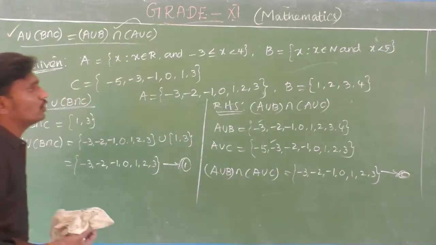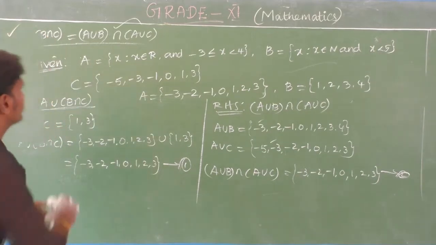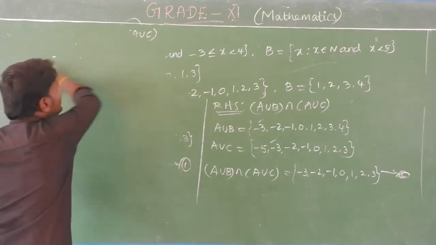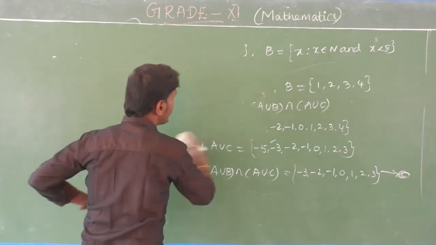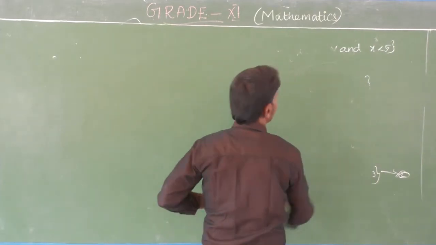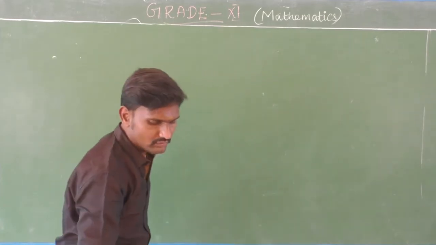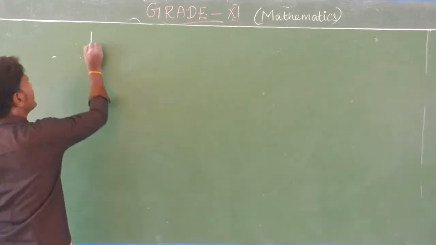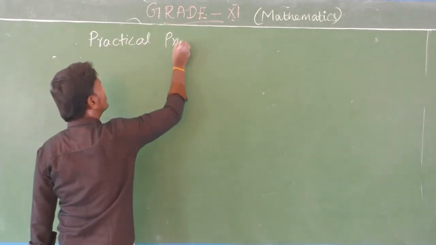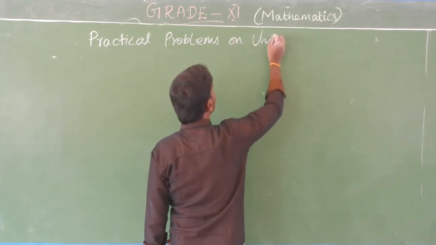So next, the next topic you want to know. Okay. So the next exercise is very simple, when you know only one formula. So the whole exercise is carried by it. Okay. Now see, the next topic is practical problems. Practical problems on union and intersection.